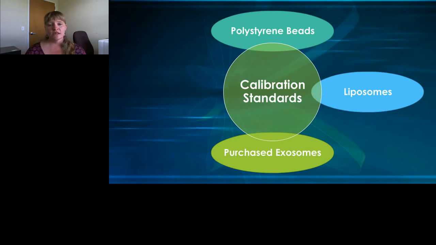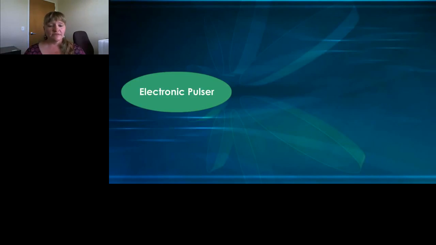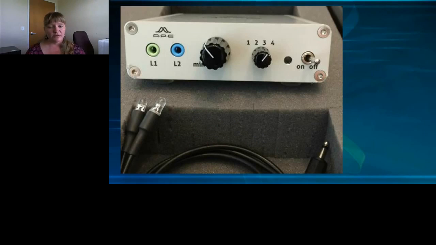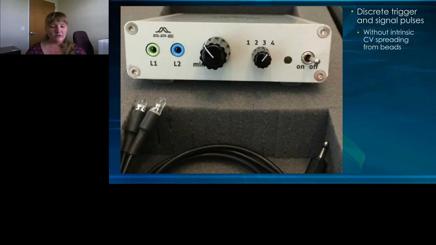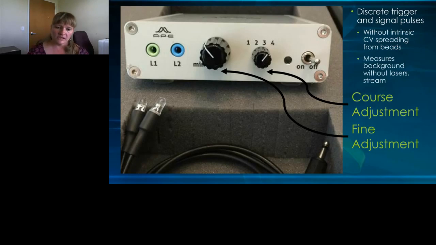So we've discussed 3 of the calibration standards, the polystyrene beads, the liposomes, and the purchased exosomes. The last one we're going to discuss is the electronic pulsar. Jim Wood from Wake Forest University and APE have developed an electronic pulsar that provides discrete trigger and signal pulses. This removes the intrinsic CV spreading from the beads and measures the background without lasers and stream. There are 2 adjustments, the coarse adjustment and the fine adjustment, and 2 different LEDs for the trigger and the pulse.